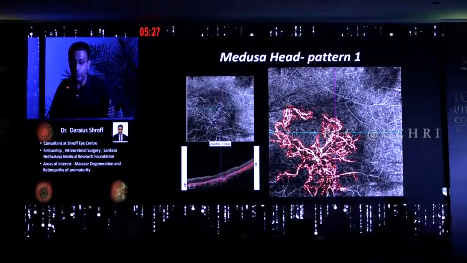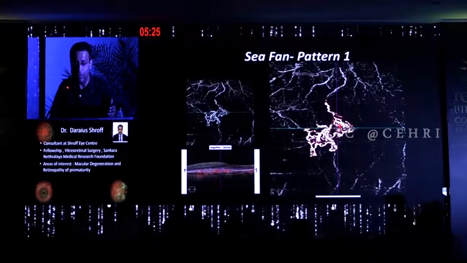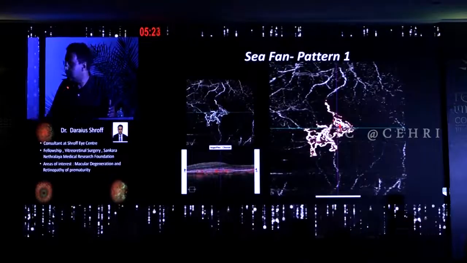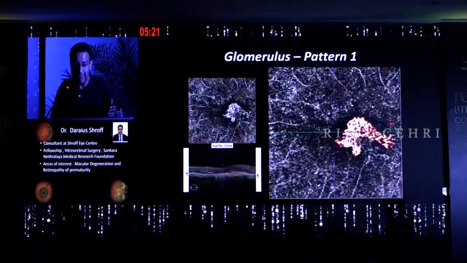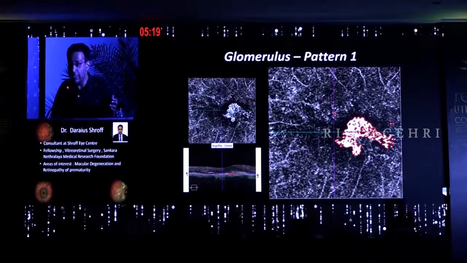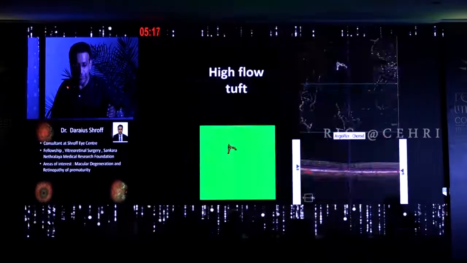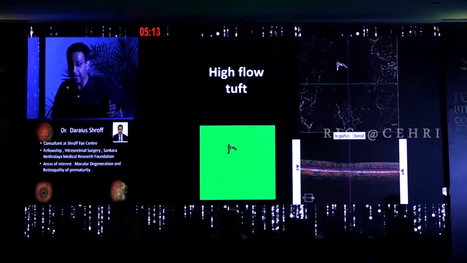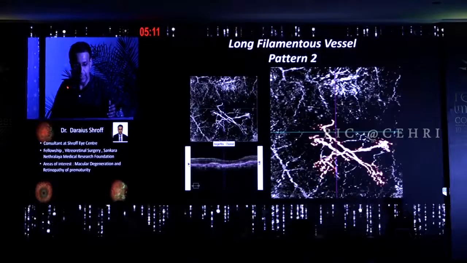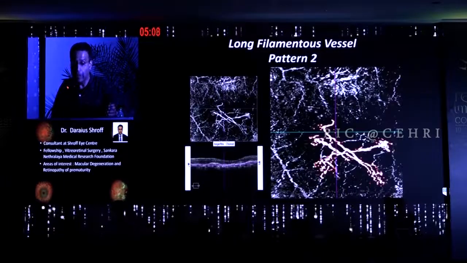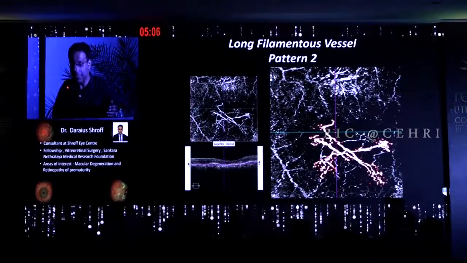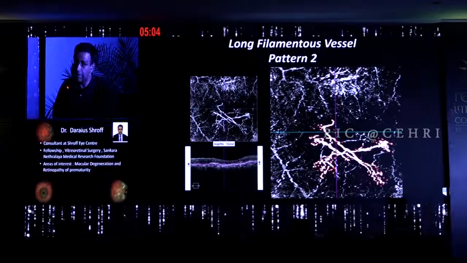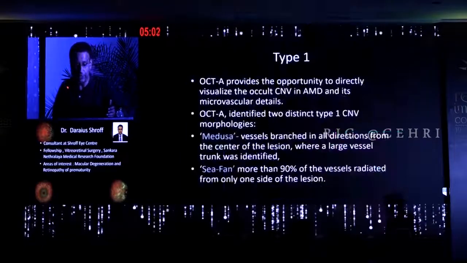You can see the Medusa Head, and this looks active, a pattern 1. And please keep using your imagination. This is a C-fan. This is a glomerulus, which we used to learn in medicine, the glomerular pattern. And the high flow tuft, which is characteristically seen in RAP lesions. Long filamentous is a pattern 2. Here you can see it looks quite bare and maybe a relatively inactive lesion.